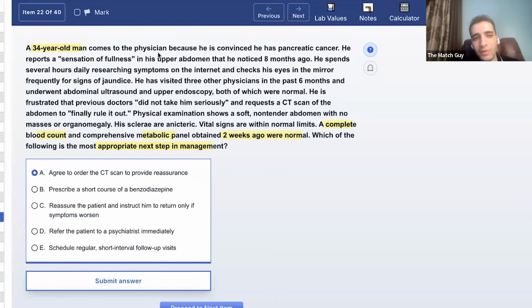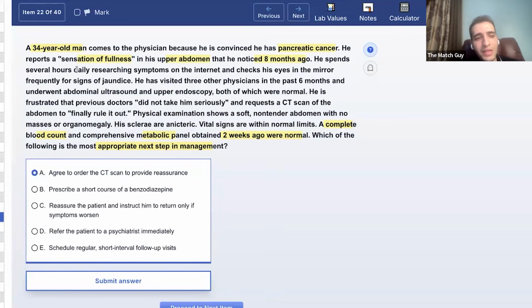A 34-year-old man comes to the physician because he is convinced that he has pancreatic cancer. So I know right now maybe this person has a psychiatric problem. Maybe he has illness anxiety, where people think that they have cancer or a specific disease but they don't. He reports a sensation of fullness in the upper abdomen that he noticed 8 months ago. Of course, I know it's probably psychiatric because you would never see a 34-year-old having pancreatic cancer. It's extremely rare in 34-year-olds. Okay, so let's continue and see.